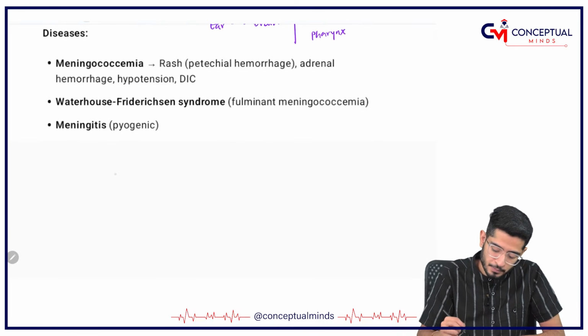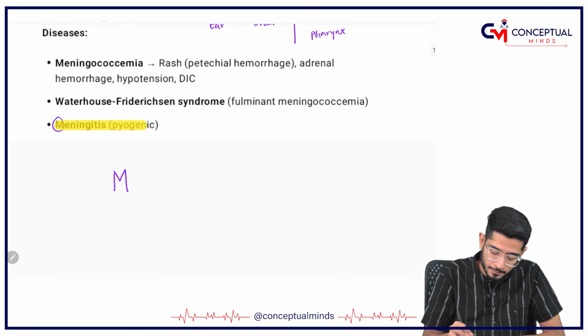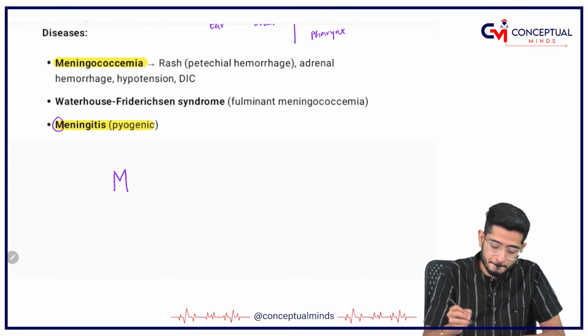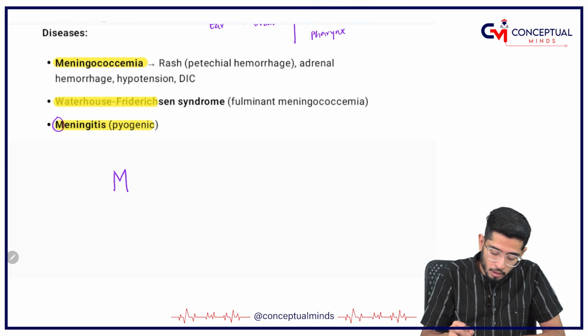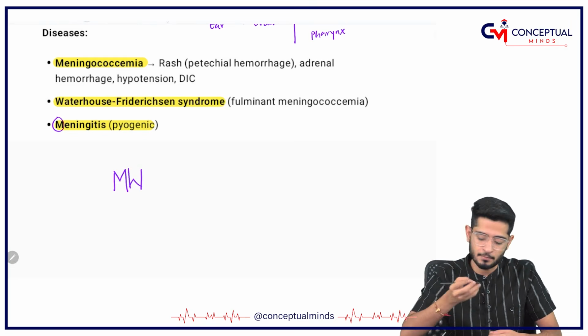So very simple, meningitis, M for meningitis, that is going to happen, pyogenic meningitis. Then meningococcemia, that means M again, and then Waterhouse-Friderichsen syndrome. So opposite of M is W. So the diseases are with M or W.